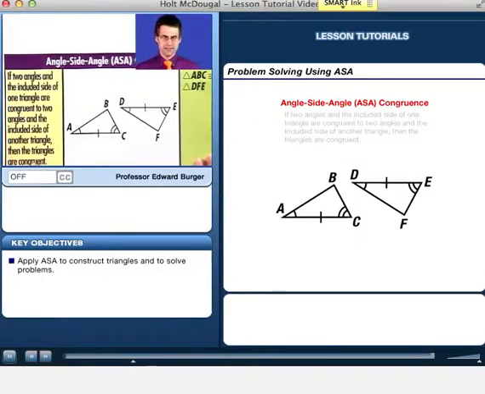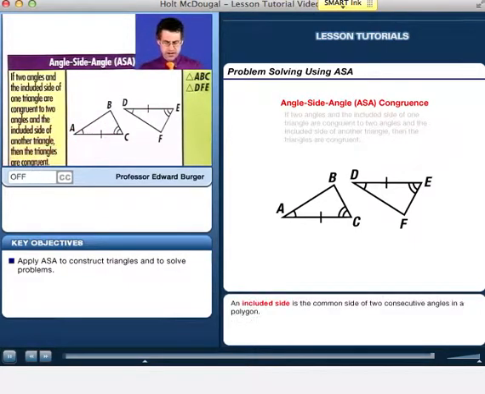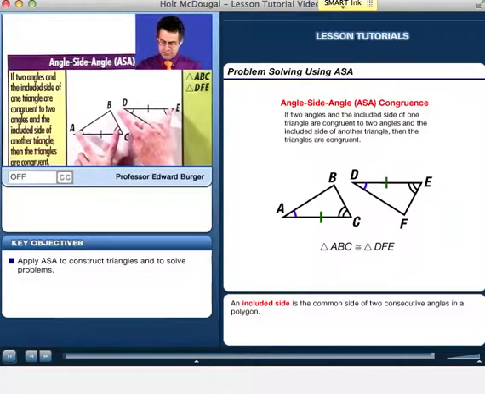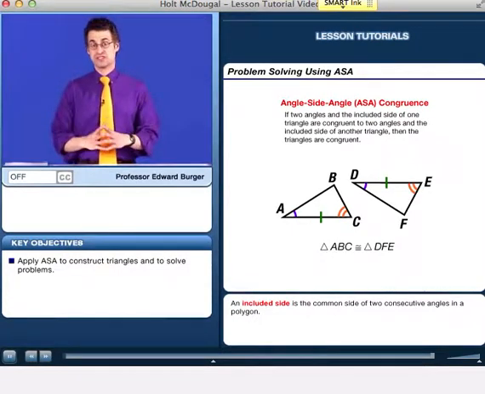And what does it say? It says, if two angles and the included side of one triangle are congruent to two angles and the included side of another triangle, then the triangles are congruent. So what does that mean? It means that if I have one angle congruent to a corresponding angle, and then a side congruent to another side, and then the next angle over, so the two angles that flank that congruent side, if those corresponding angles are congruent, then we have angle, side, angle, and therefore the triangles themselves are congruent.